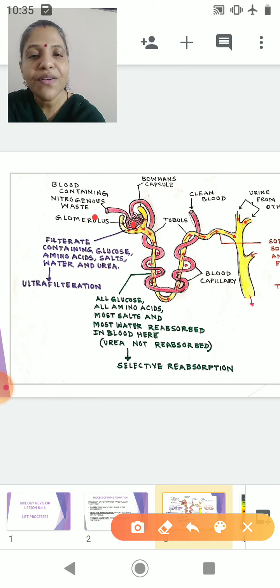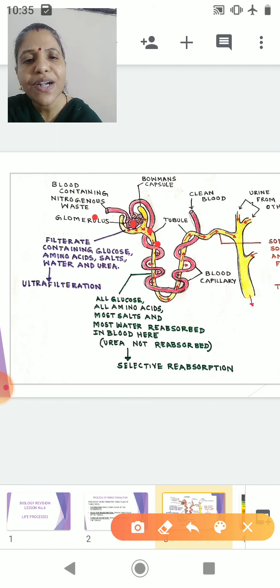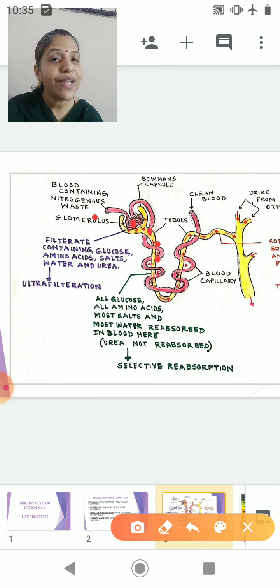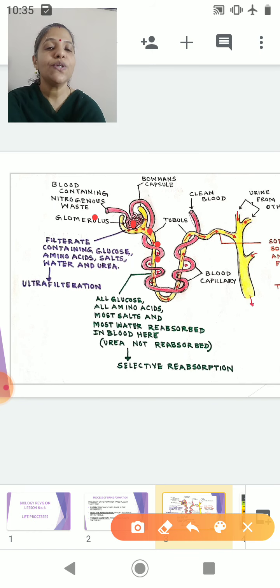So where is the filtration taking place? It is taking place here. From there, what is happening? Can you see the red color arrow? Whatever filtered substance is there, it is entering into the tubule. Okay, so you can see the urine is entering into the tubule here.